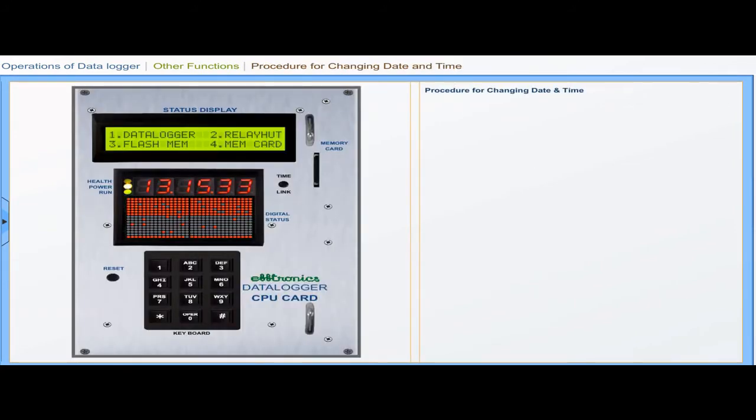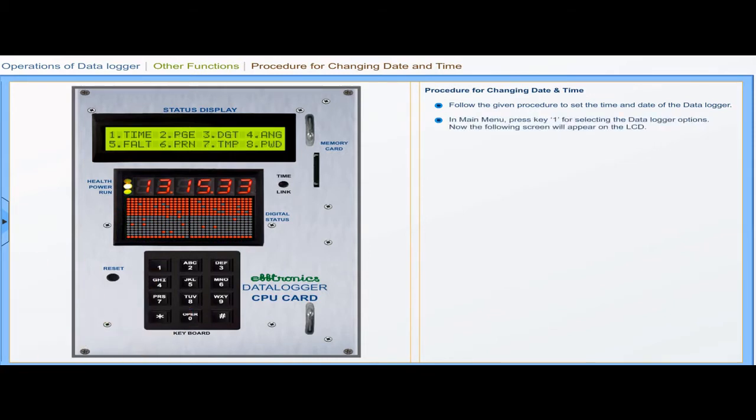Procedure for changing date and time. Follow the given procedure to set the time and date of the data logger. In the main menu, press key 1 for selecting the data logger options. Now the following screen will appear on the LCD. Press key 1, then the following screen will appear.